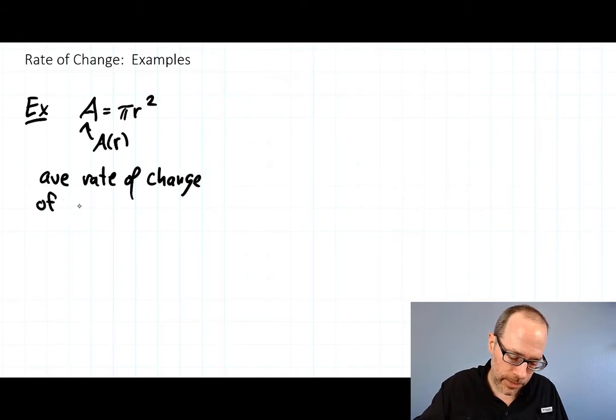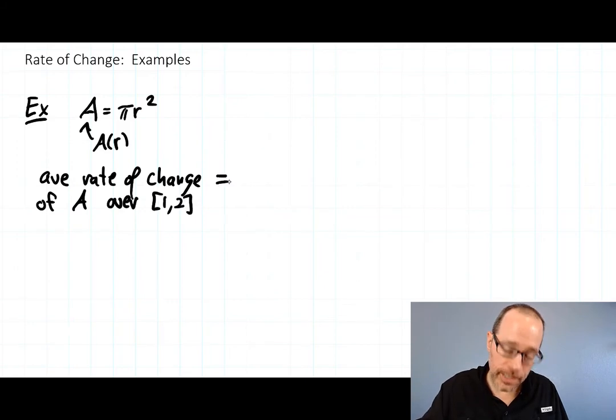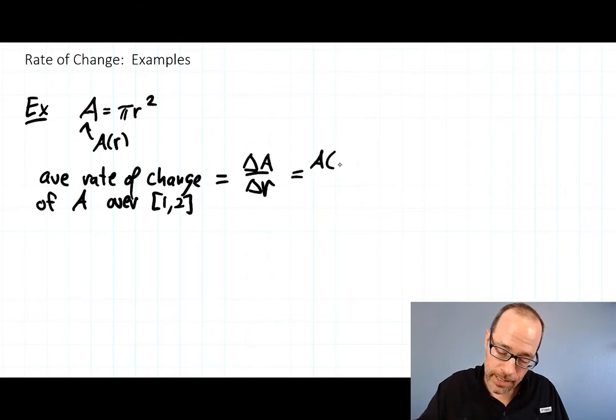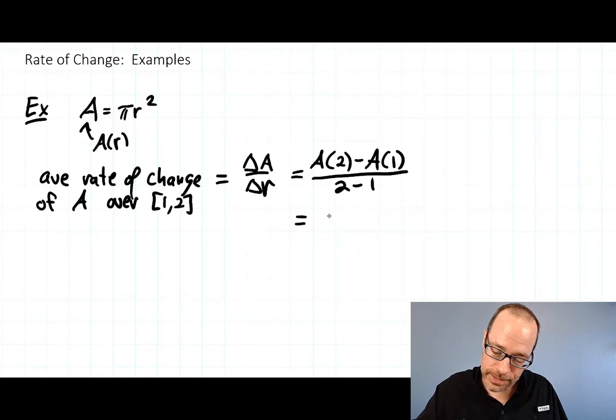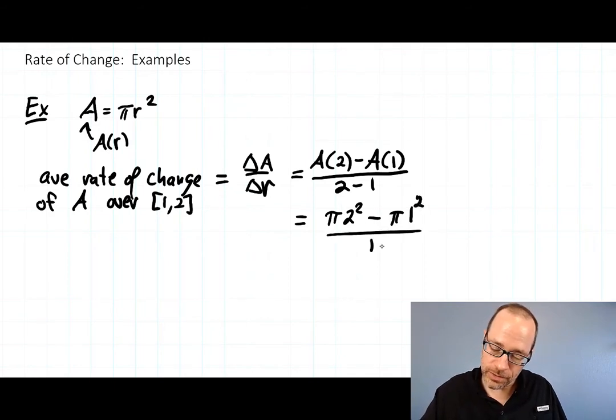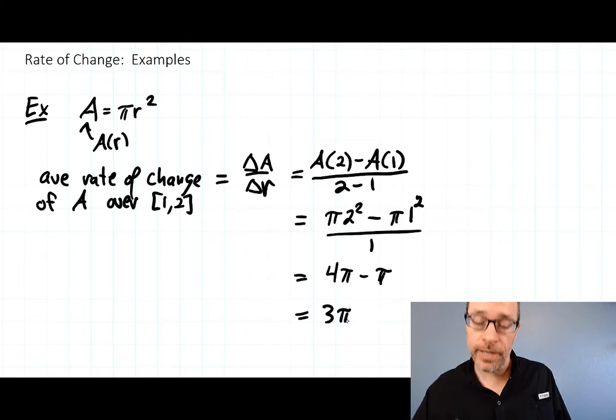of A over the interval 1 to 2 is, so remember the shorthand notation was just change in A over change in r, longhand A at 2 minus A at 1 all over 2 minus 1. So this is pi times 2 squared minus pi times 1 squared. 2 minus 1 is just 1. So we end up with 4 pi minus pi for a total of 3 pi. So that's the average rate of change.